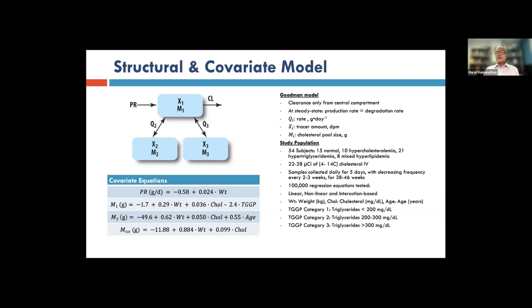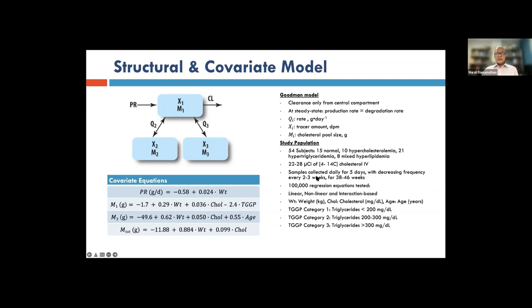What we decided to do was use a relatively old study of cholesterol. It's a compartmental model of cholesterol. You can see there are three compartments. There's a production rate of cholesterol, there's a clearance of cholesterol, there's a distribution into two peripheral compartments. And this is the reference.